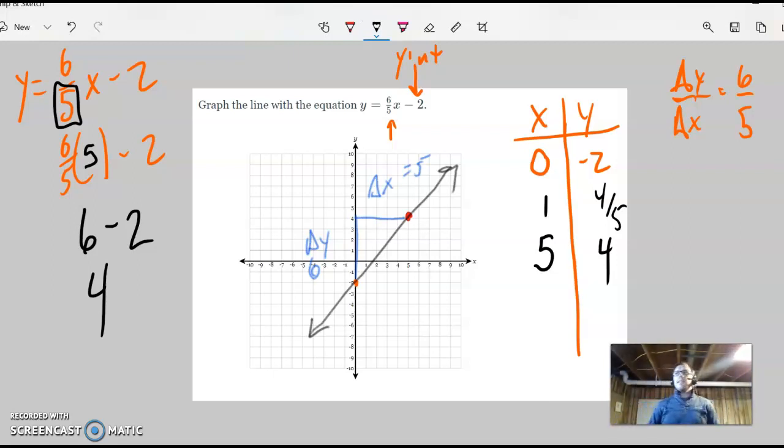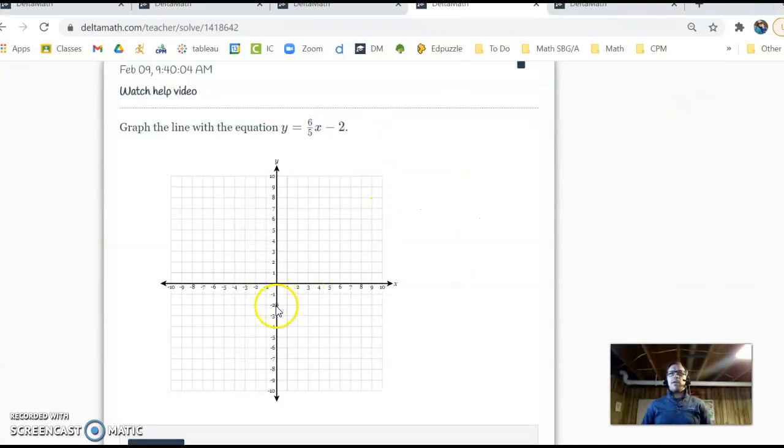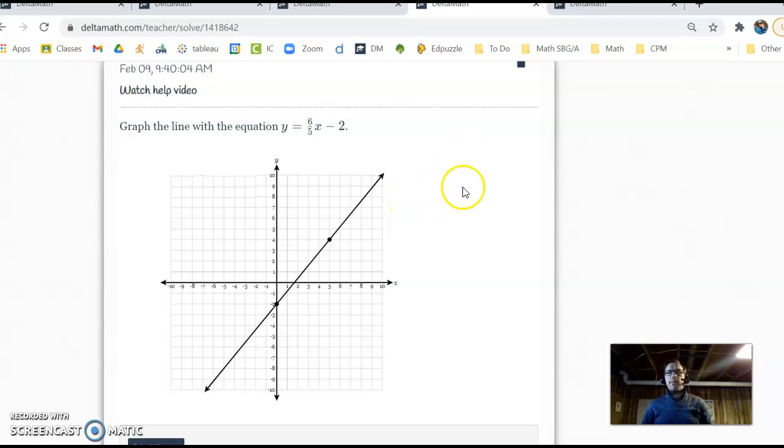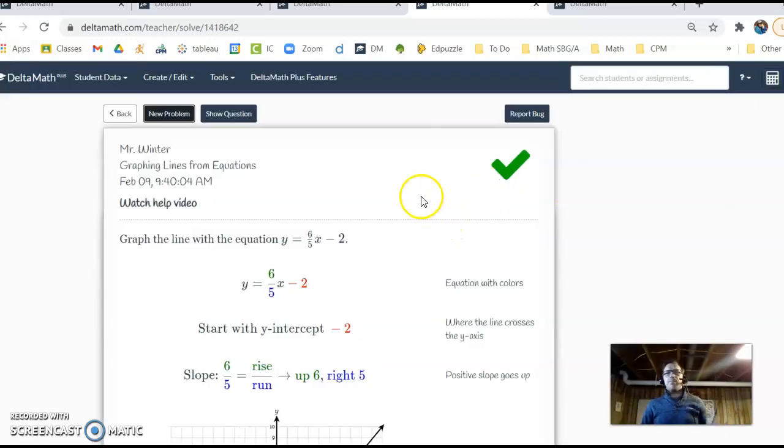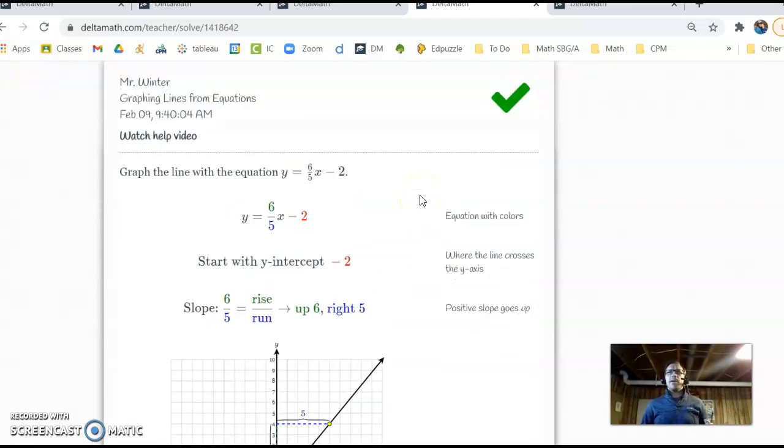Let's go back into Desmos or Delta Math and graph that. Right, we said our y-intercept is -2, and then up 6 over 5. We have the equation of this line, y equals 6/5 x minus 2. So use point testers or use the y-intercept and slope method. Either one works. All right, and there we go. So practice those, give it your best shot.